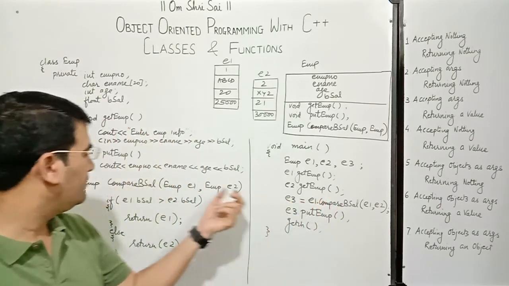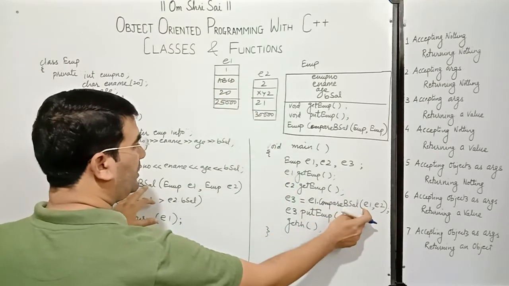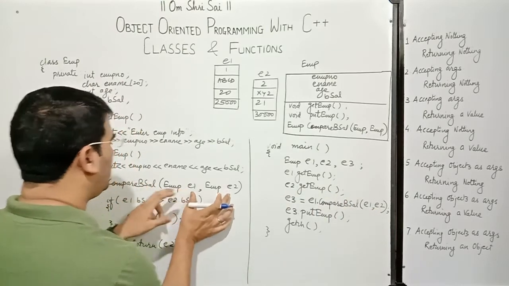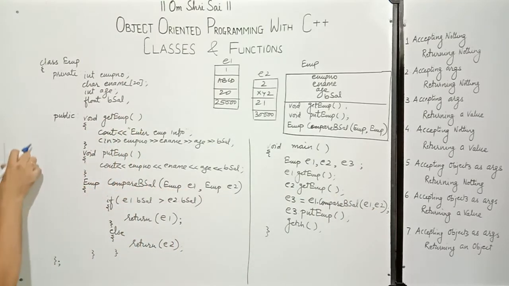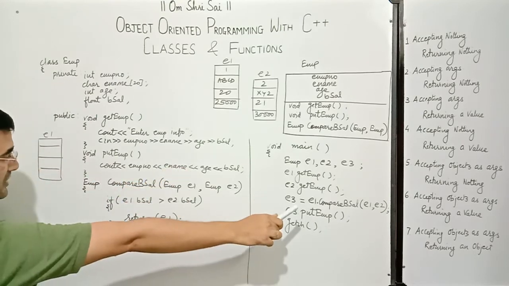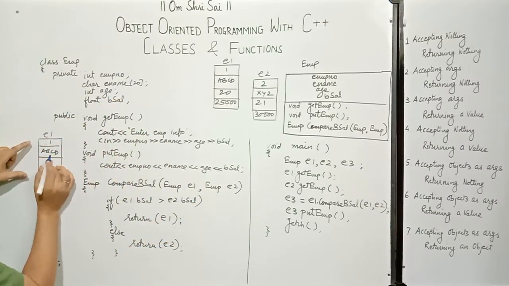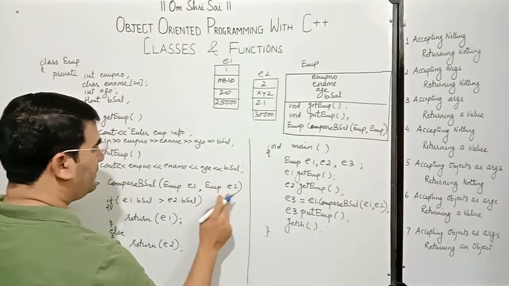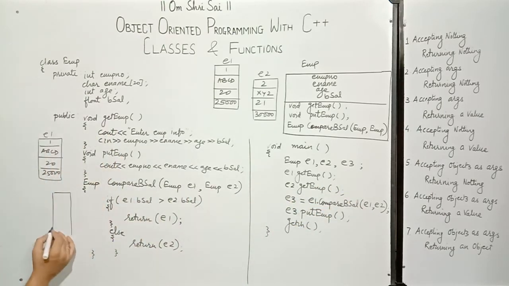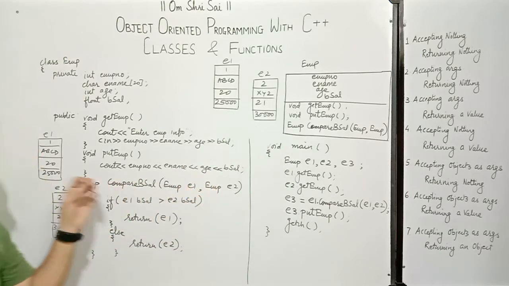So the compare bcell function will be invoked. We will be inside this member function. This E1 will be passed from here and E2 will be passed from here. That will be accepted in E1 and E2 over here. So let's say we have the object E1 over here. E1 passed from that function will be accepted in this E1 in this scope. So the information will be stored over here, and the E2 passed will be accepted in E2 over here. Let's say this is the object E2, and hence the values 2, XYZ, 21 and 30,000 will be stored over here.